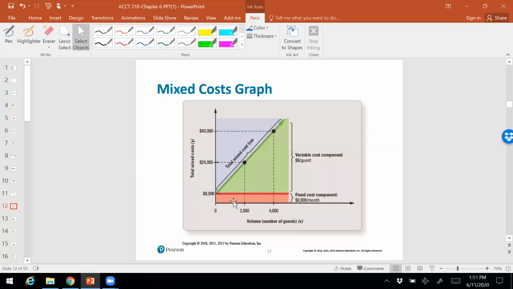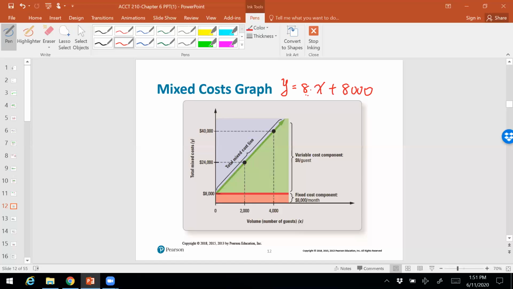As you can see here, if you read your textbook example, they start at 8,000. So even if nobody comes into the hotel, you still have to pay 8,000 for the fixed common area and utilities. If any guests come, for each guest the variable cost is $8. So if I give you this graph, you should be able to write the regression model, right? In this case, y = 8x + 8,000.